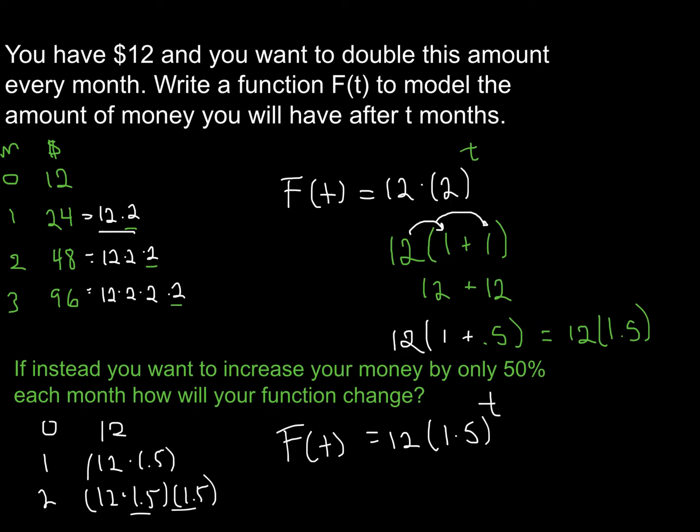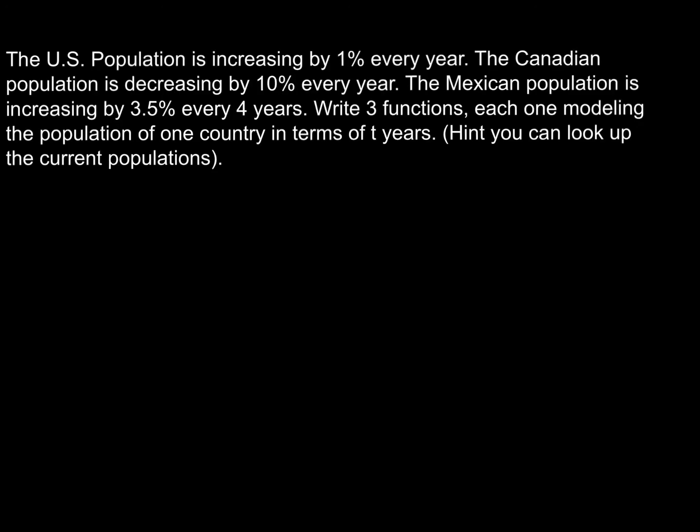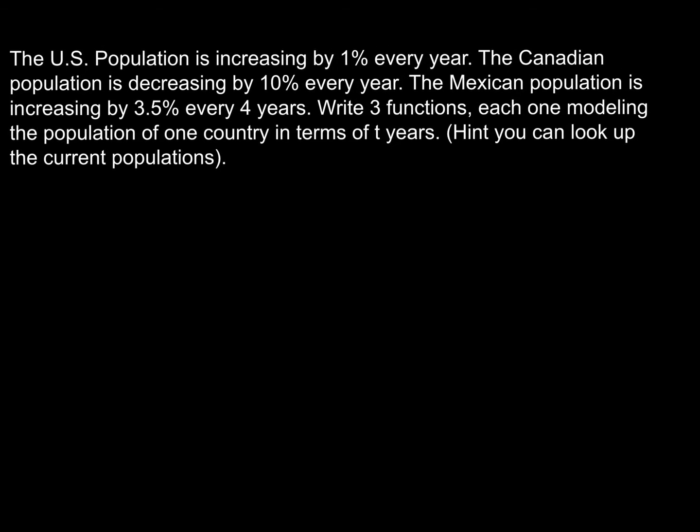All right, hopefully that went well. I'm going to give you 2 problems to practice so that when we arrive tomorrow, we can look at some different options. We have 3 different countries, the US, Canada, and Mexico, and some information about how their population is increasing. US by 1% every year, Canada by losing 10% every year, and the Mexican population is increasing by 3.5% every 4 years. And you're going to write 3 functions, each one to model a population of one of the countries in terms of t years.